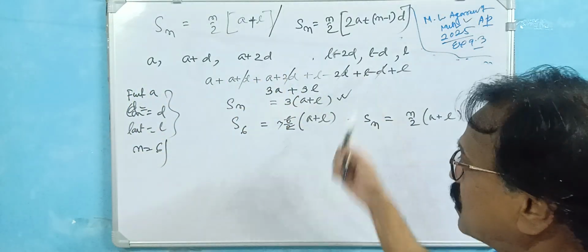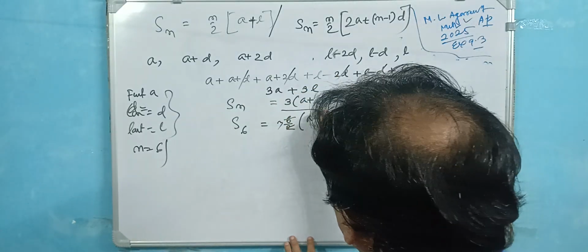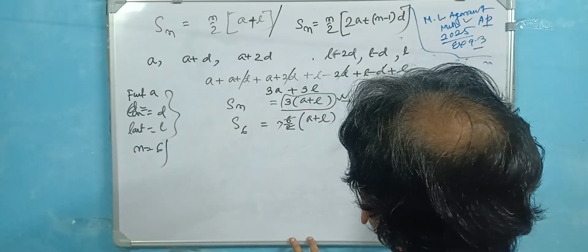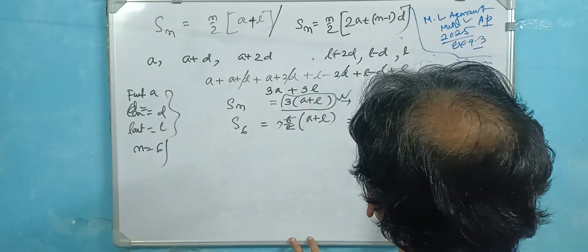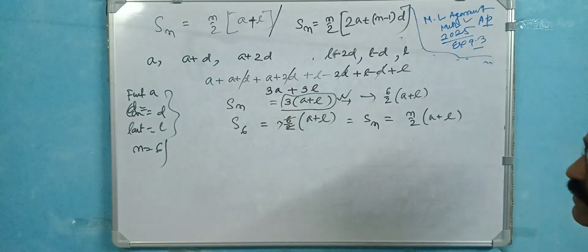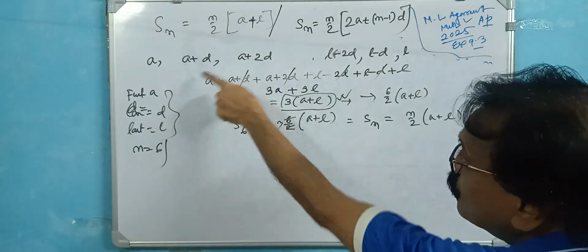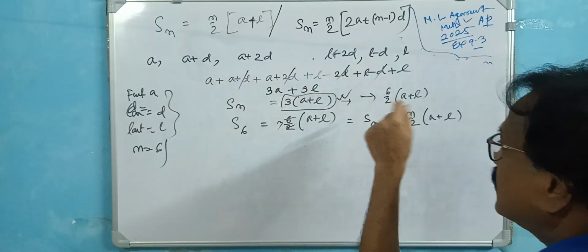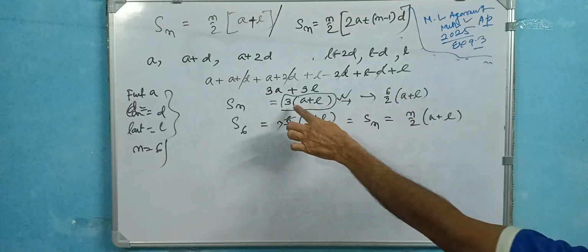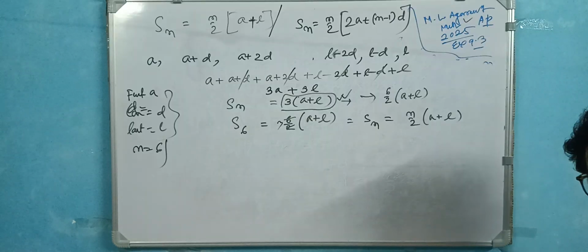When there are 6 terms, what is the ultimate answer? This is the ultimate answer. You can write it in place of 3 as 6 by 2 (a plus l). This is the same as 3 bracket (a plus l), which is the same as 6 by 2 (a plus l), and here there are 1 2 3 4 5 6 terms. That means when the number of terms is 6, it is 6 by 2. The ultimate answer is this: if there are n terms, you write n by 2 (a plus l).